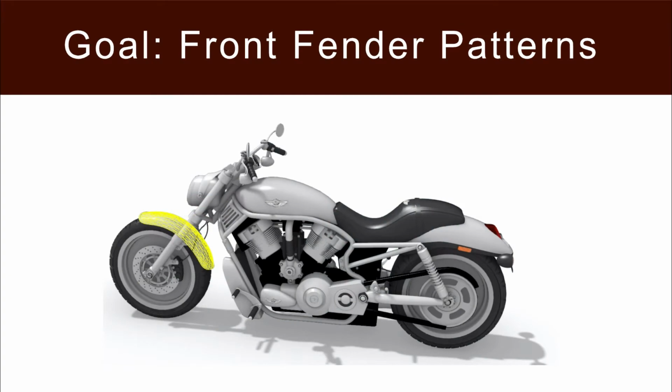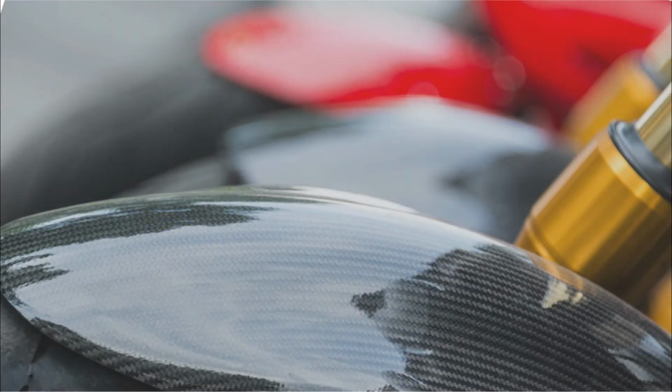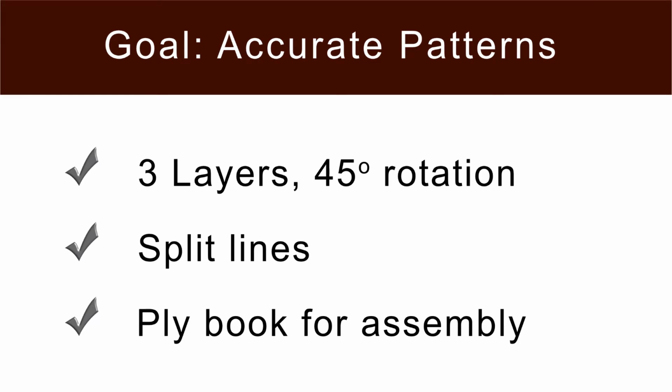The goal today is to use a faster, more efficient digital process to create patterns for the fender of this motorcycle. We're going to create patterns with 3 layers and a 45-degree rotation on each layer. Pattern pieces with split lines defined in 3D, and lastly, a plybook for assembly documentation.